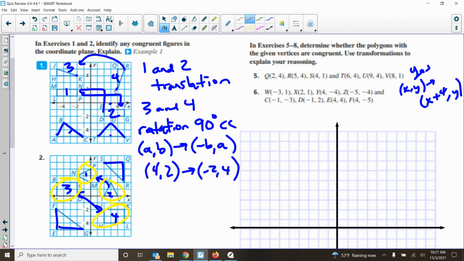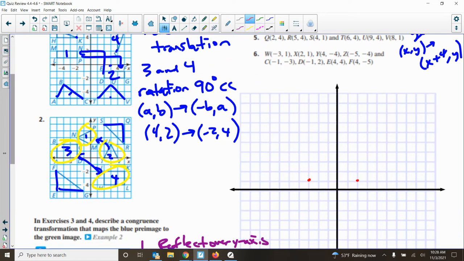Here's W. Let's start in red. -3, 1. It's W right there. X is 2, 1 right there. Y is 4, -4. Let's slide down a little bit. And then Z is -5, -4. So we have a trapezoid looking object here. And it's W, X, Y, and Z.